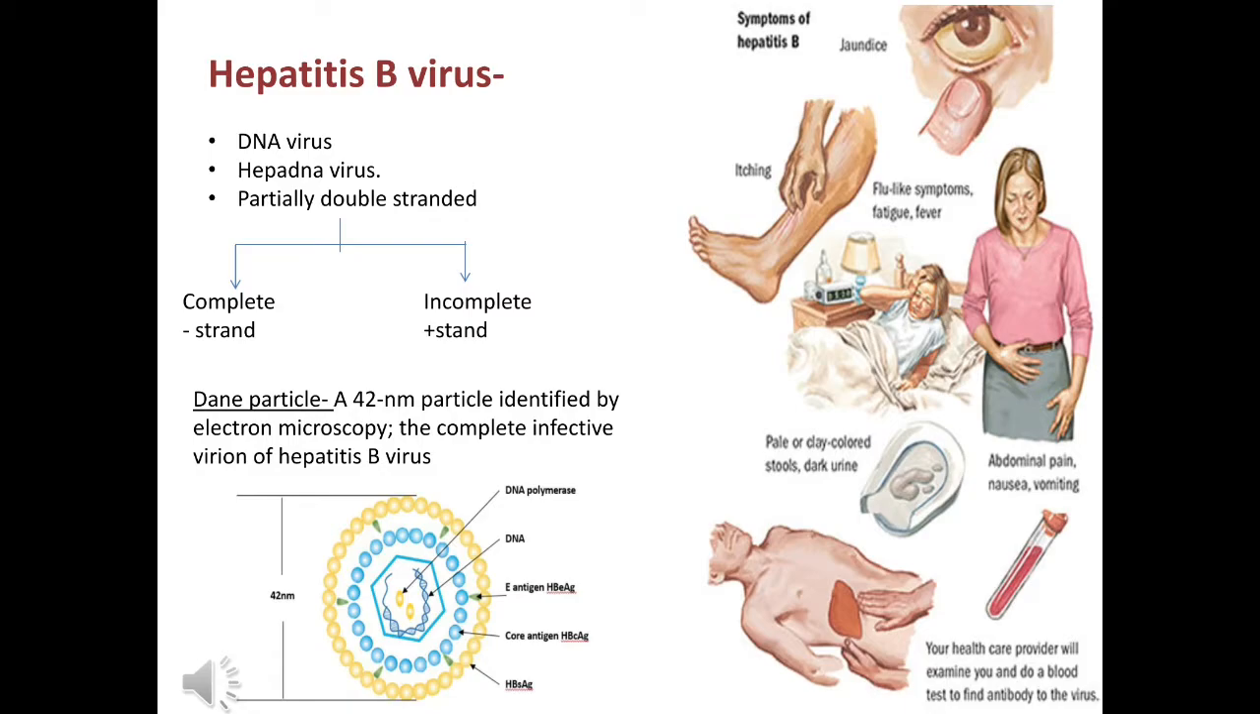The symptoms of hepatitis B are jaundice, itching, flu-like prodromal symptoms, fatigue, fever, pale or clay-colored stools and dark urine, abdominal pain, nausea and vomiting.